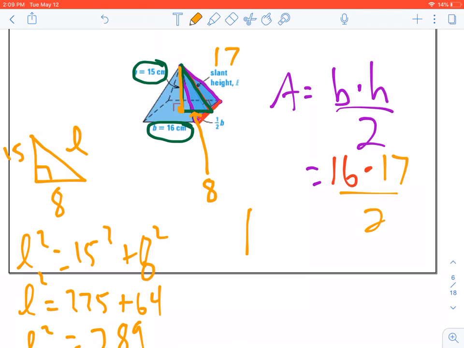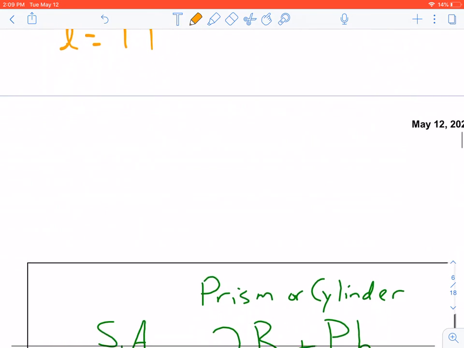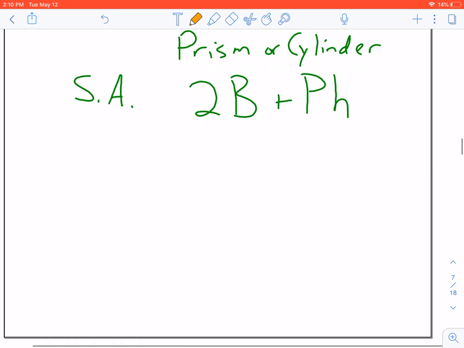So it is 16 times 17 divided by 2. We get 136. Looking at my units, we got centimeters squared. So if you ever need the slant height, that's how you're going to find it. The slant height will be the height that's important to us when we go through and actually start to find surface area.